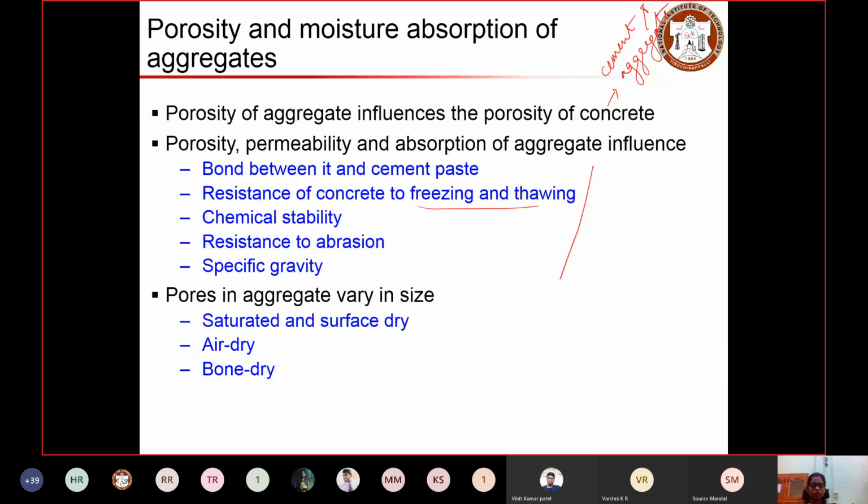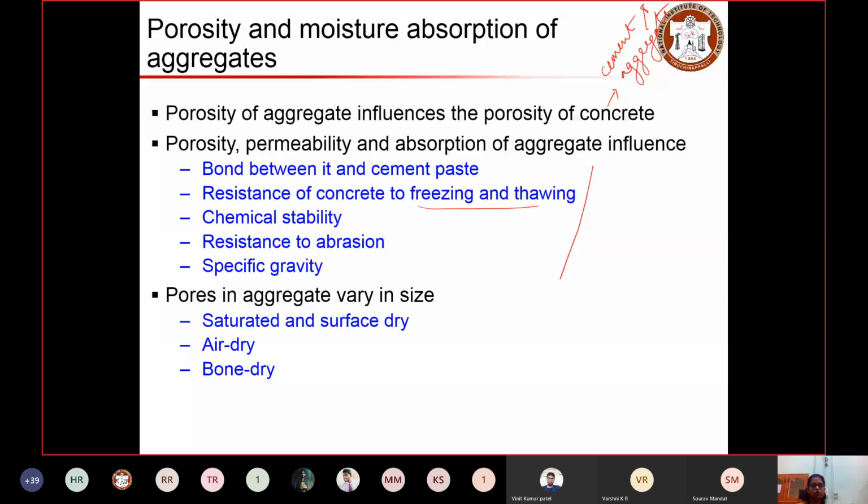So these things we will look at in detail when we discuss mix design, how we do such corrections and how that influences the overall performance of the concrete. To do that, we need to know the level of moisture present in it. So that is what we are going to look at now. Depending on the level of moisture, aggregates are divided into various stages.